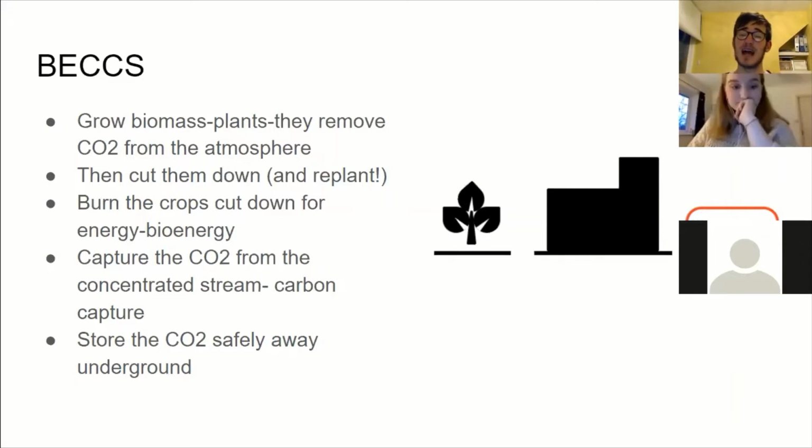We then cut them down, if they're trees or crops, or even from the ocean, we cut them down. We then replant them. That's a key point. If we don't replant them, this entire thing doesn't work. We then burn the crops that have been cut down for energy inside a power station. That gives us the bioenergy part of it. We then capture the carbon dioxide that's been released from burning them, from this concentrated stream of CO2. Because obviously we've taken the carbon dioxide in from the atmosphere into the trees and then we burn them.